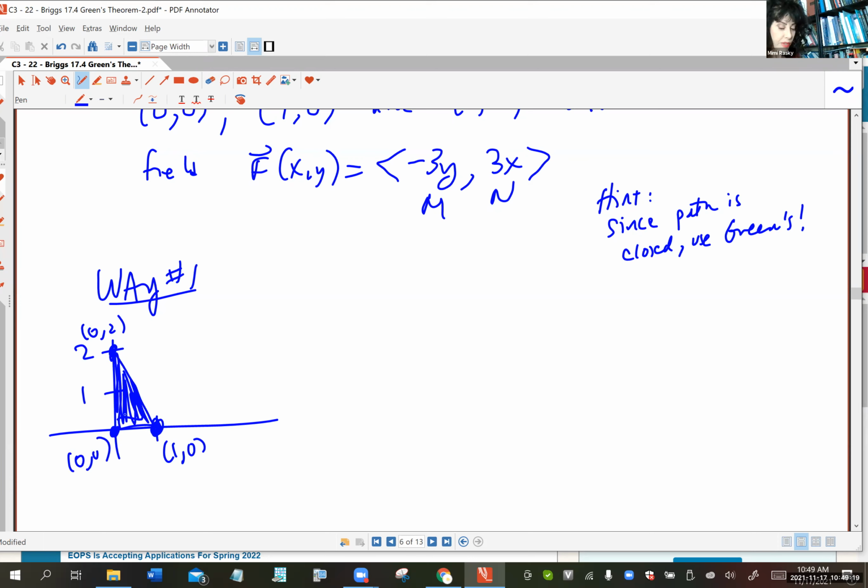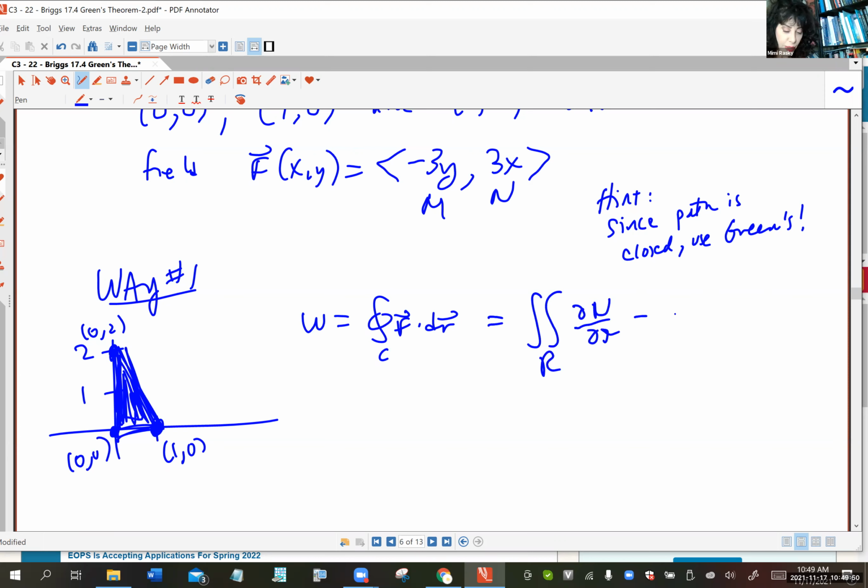Great. So what does Green say? The work done is this line integral, F dot dr, but we don't have to do the line integral. In fact, if we did, it would be torture because we have 3 separate piecewise smooth line segments making up our triangle, and we'd have to do 3 separate line integrals by brute force, parameterize each, and add all the results. It would be kind of a hassle. So it's much easier to apply Green's and simply evaluate the double integral on that region. So that's what we're going to do.